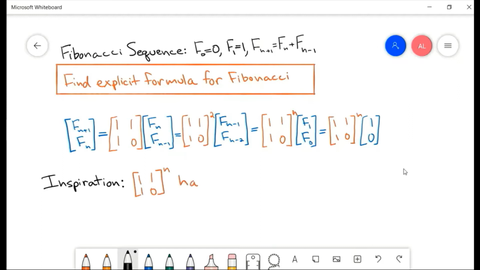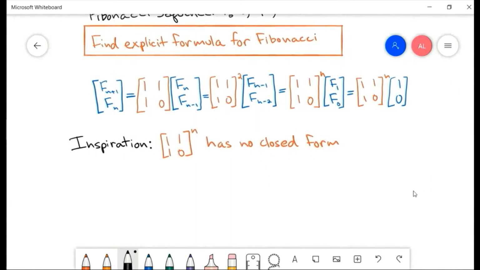And so now let's just look at our inspiration. So notice that this matrix to the nth power has no closed form. So what do I mean by this? I mean that there is no matrix that has an n in its entries, either in the exponent or elsewhere, such that when you plug in n, you get this matrix to the n. So that's what I mean when I say that this matrix has no closed form. And it is quite hard to calculate. Even for n equals like 20, it's still quite difficult, even for the calculator.